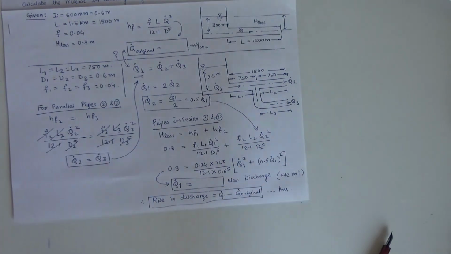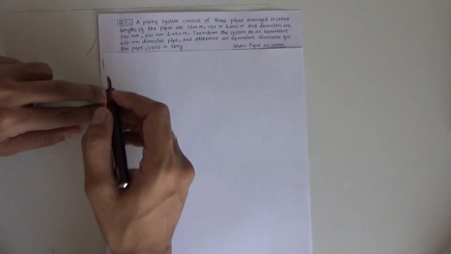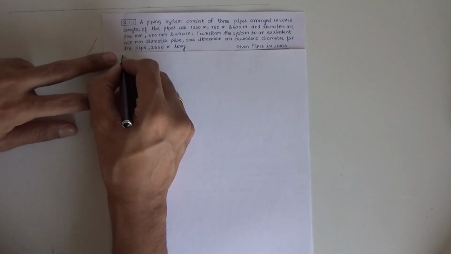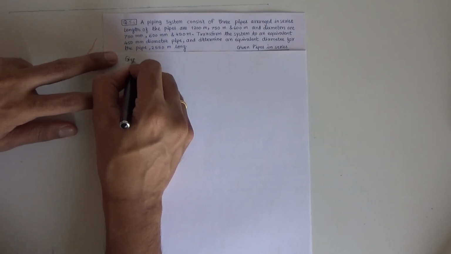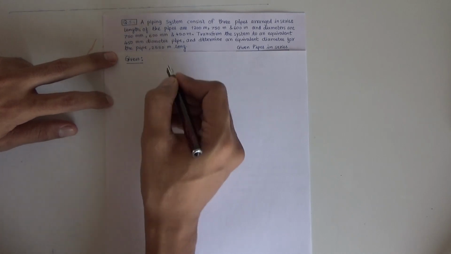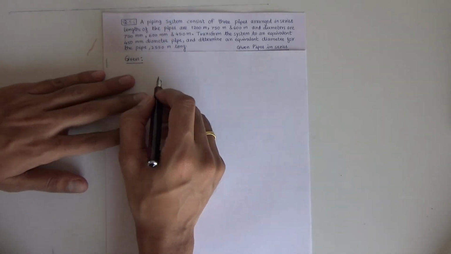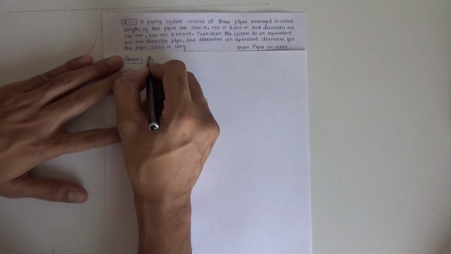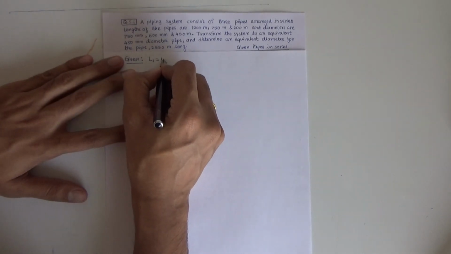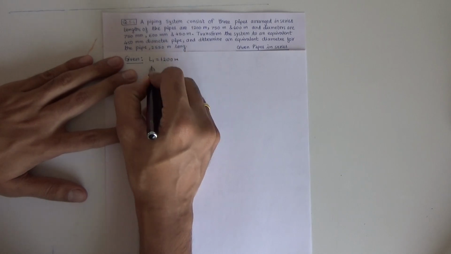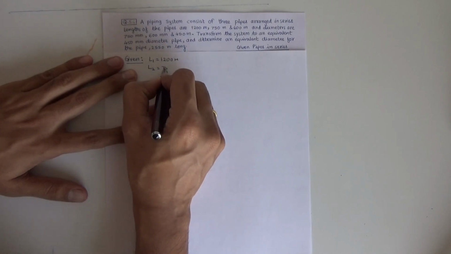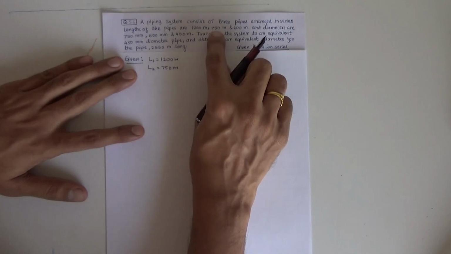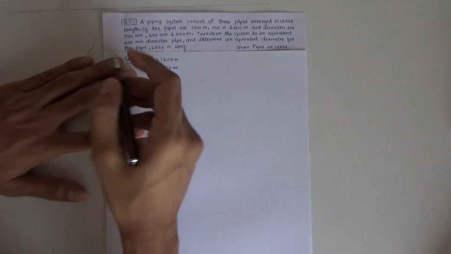So now we'll go for the second question. Let us start the second problem. Here I can write down the given data. A piping system consists of 3 pipes arranged in series. Lengths of the pipes are: L1 is 1200 meter, L2 is given as 750 meter, and L3 is 600 meter.